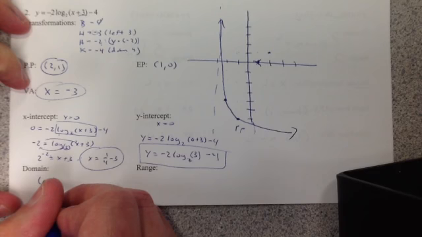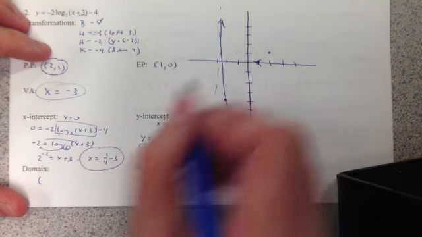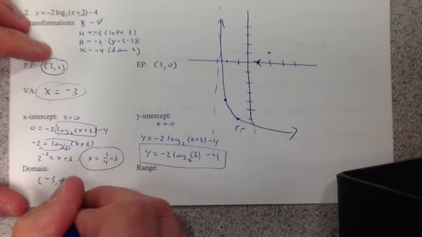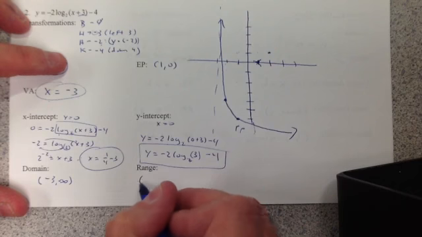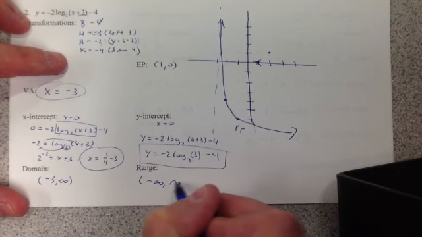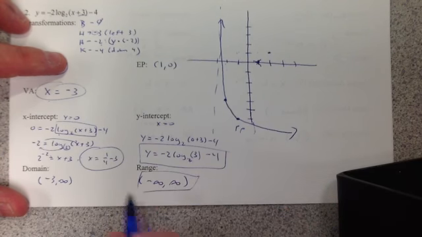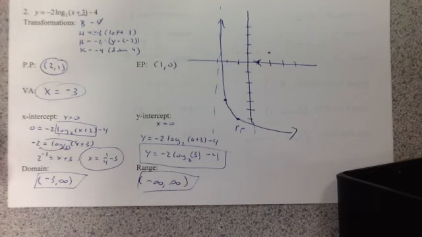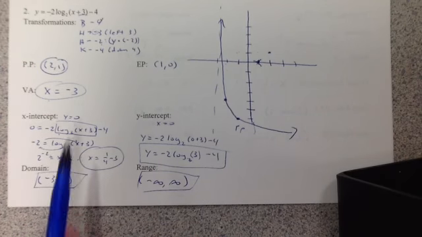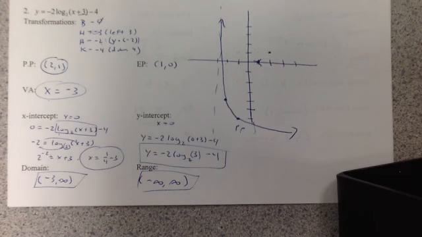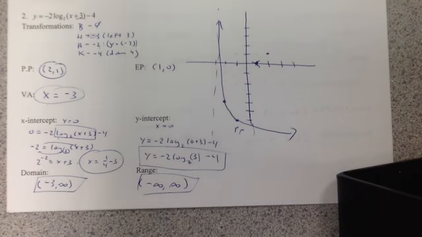Our domain, negative 3 to infinity. Soft bracket because it's an asymptote. Our range, negative infinity to positive infinity. Very easy to do. So you may want to try this one more time. What's going to be hard are the x-intercepts, okay? All right, so go to part 2. We'll take a look at a couple more examples with you, okay?